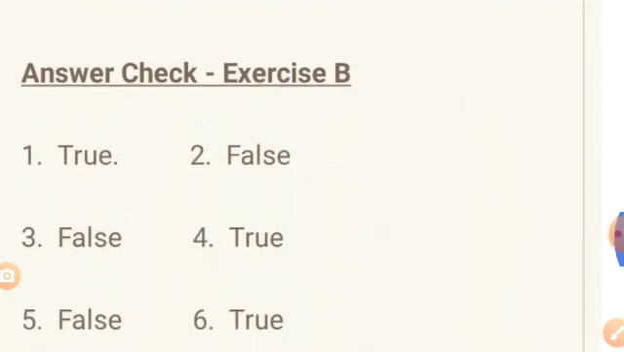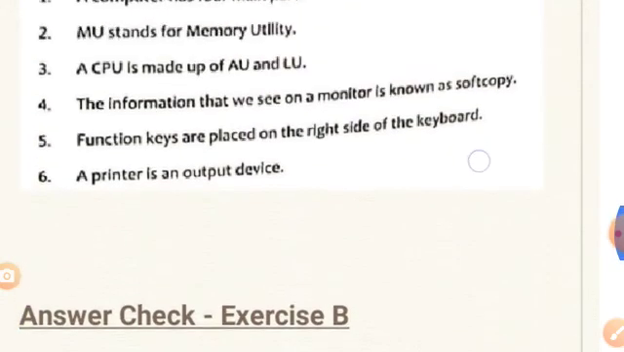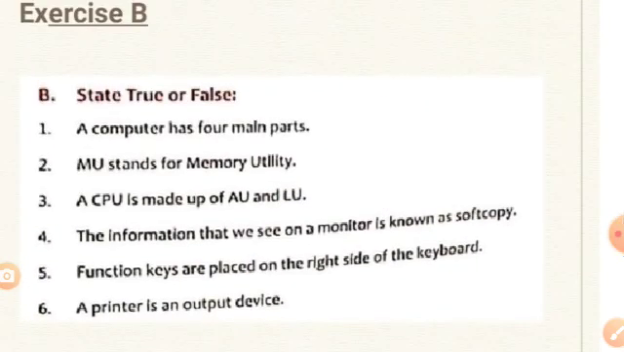True. Okay, now you need to know the reason why some of the statements are false. The first one was true, second one was wrong. It was false. So MU stands for memory unit. CPU is made up of AU and LU. False. It is made up of MU, CU and ALU. That's it. Exercise.